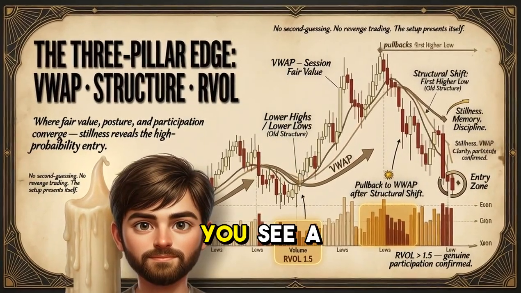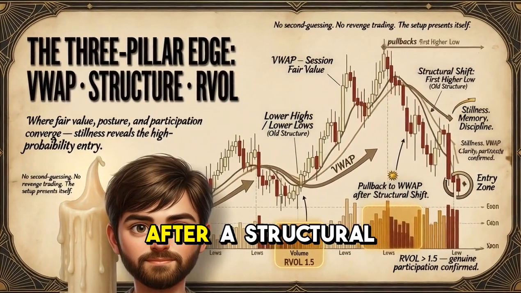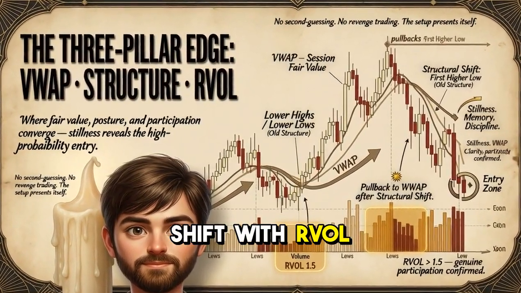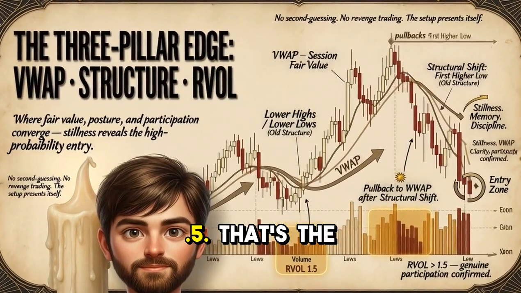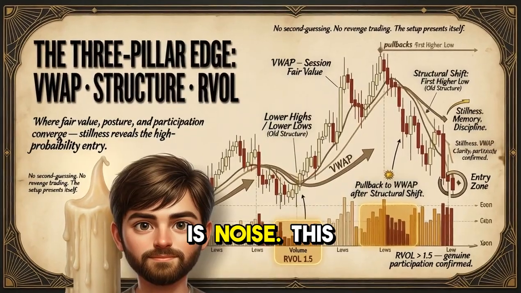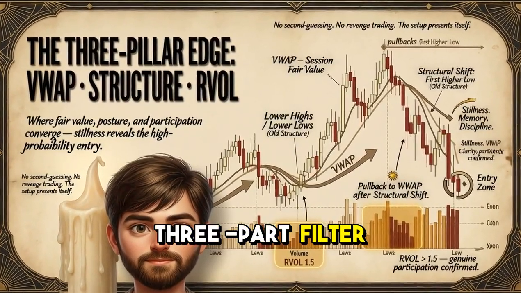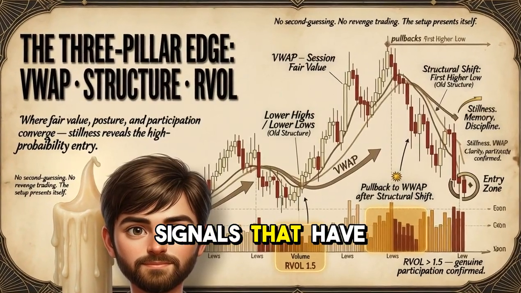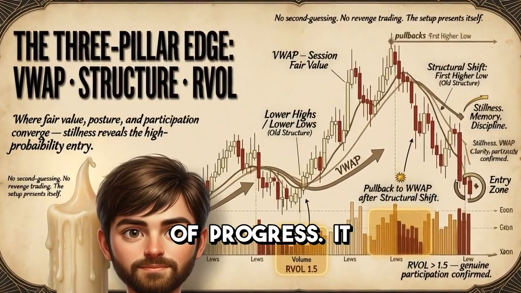You're no longer guessing. You see a pullback to VWAP after a structural shift with RVOL surging above 1.5. That's the entry pros wait for. Everything else is noise. This three-part filter eliminates the false signals that have cost you months of progress.